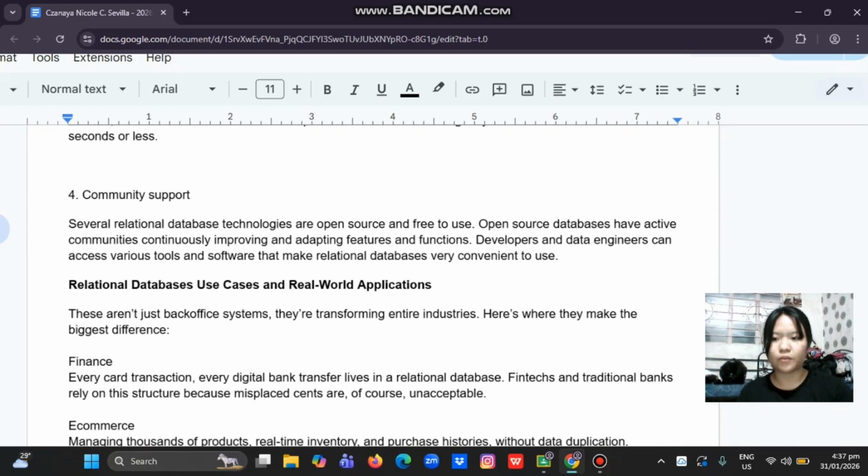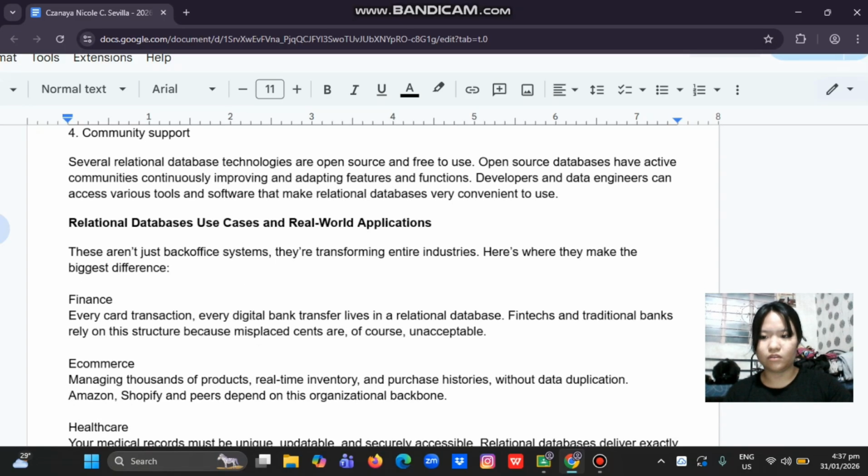Fourth, community support. Several relational database technologies are open source and free to use. Open source databases have active communities continuously improving and adapting features and functions. Developers and data engineers can access various tools and software that make the relational database very convenient to use.